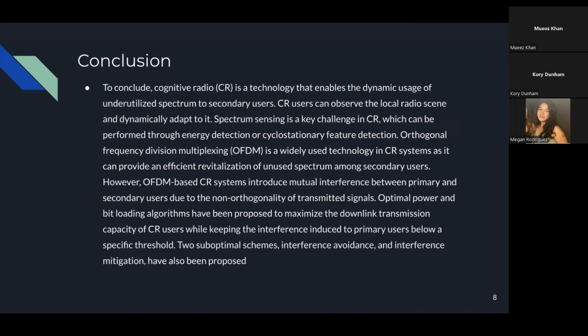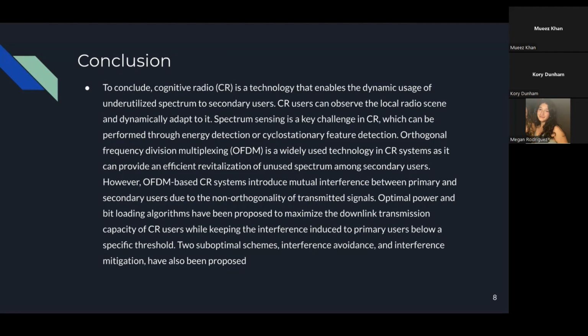To conclude, cognitive radio is a technology that enables the dynamic usage of underutilized spectrum to secondary users. CR users can observe the local radio scene and dynamically adapt to it. Spectrum sensing is a key challenge in cognitive radio, which can be performed through energy detection or cyclostationary feature detection. Orthogonal frequency division multiplexing is a widely used technology in CR systems, as it can provide an efficient reutilization of unused spectrum among secondary users.